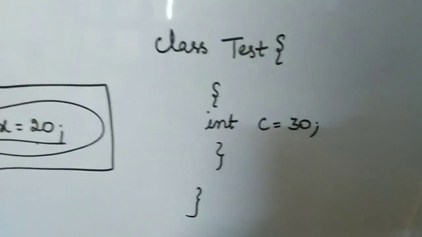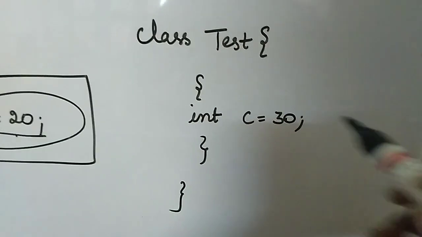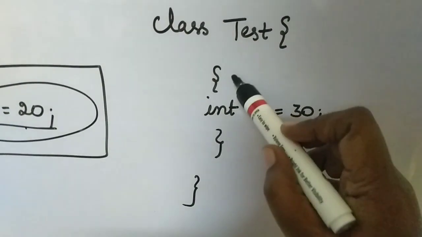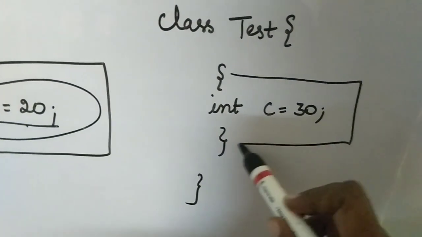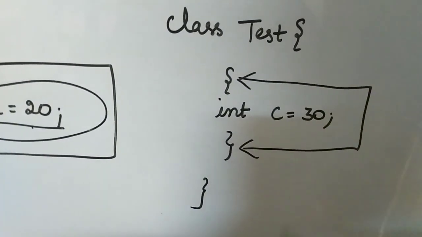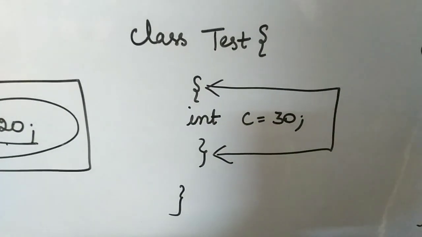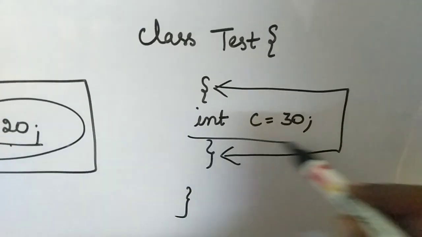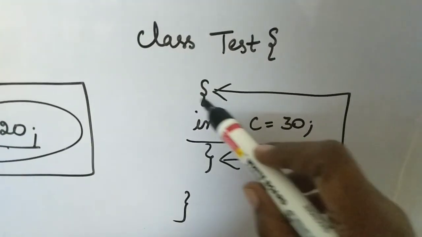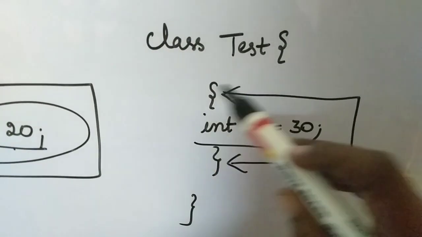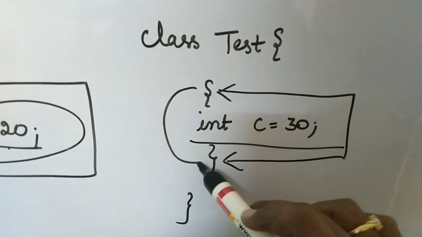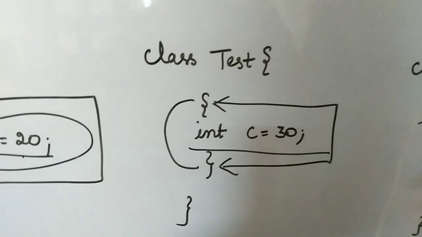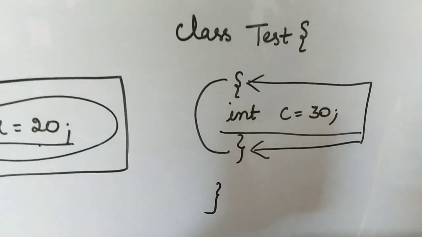Now another example is where the variable is within a block. The lifetime of this variable c is only from this open bracket to this closing bracket. The other members of the class like the methods cannot use this particular variable c. It is confined only within this block. The lifetime of this particular variable is only from this open bracket till this closing bracket. So c here is the local variable.